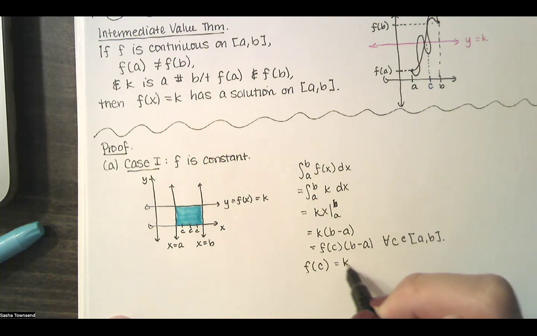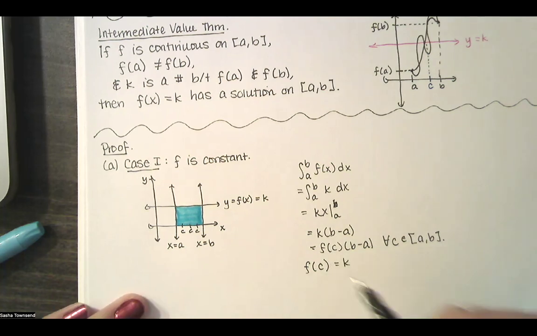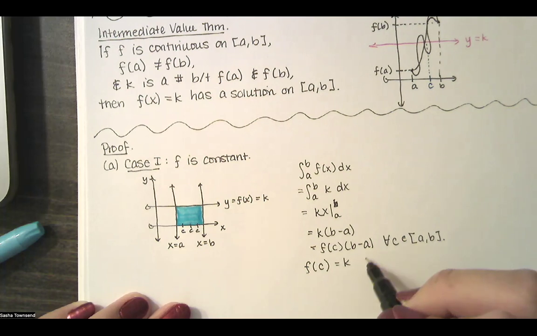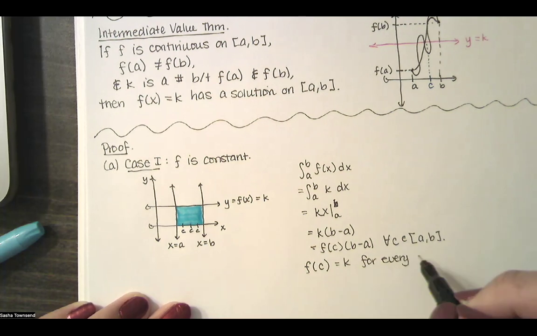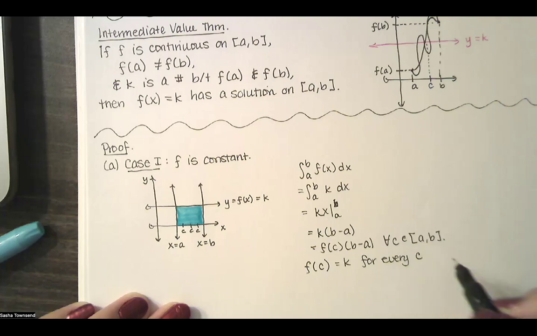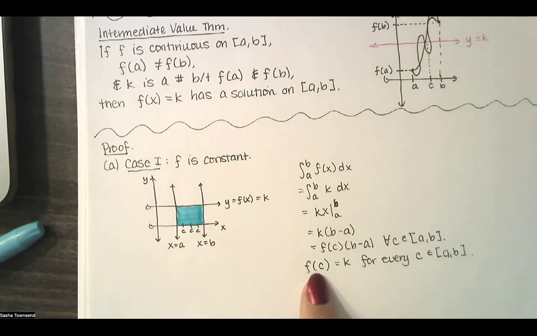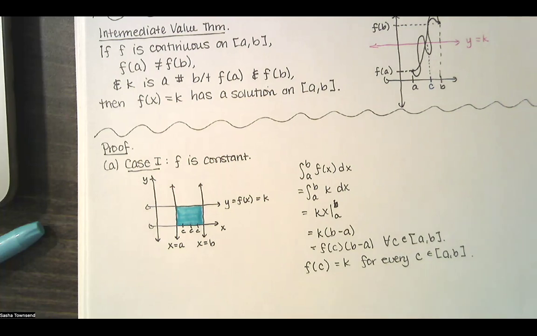F of c equals k. Well, actually, for every c in the interval from a to b. So actually I have infinitely many c's that map to that y value of k. I hope that makes sense. Okay, so that's case one.